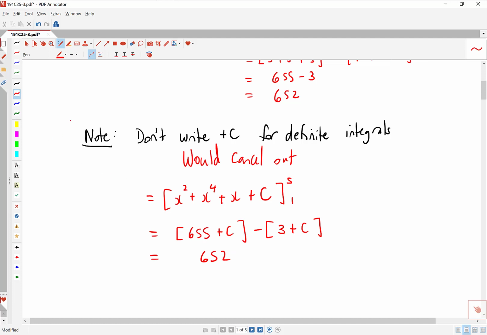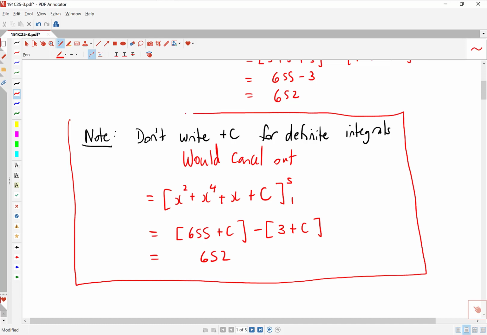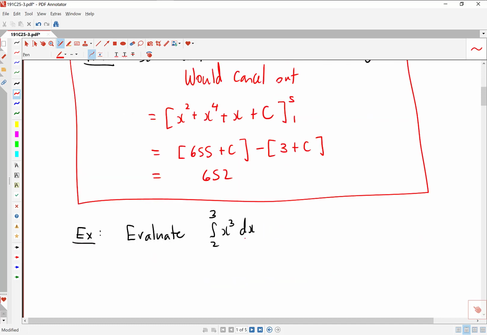So it's not actually wrong to write plus c. It's just extremely inefficient because the c is going to cancel out. Therefore, the convention is you don't write plus a constant when you're working with definite integrals. For indefinite integrals, we must write plus c. For definite integrals, we don't bother. It's not necessary. Let's try one more example, and then we'll see what they're useful for.